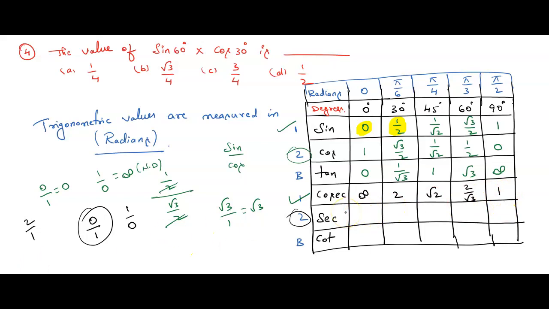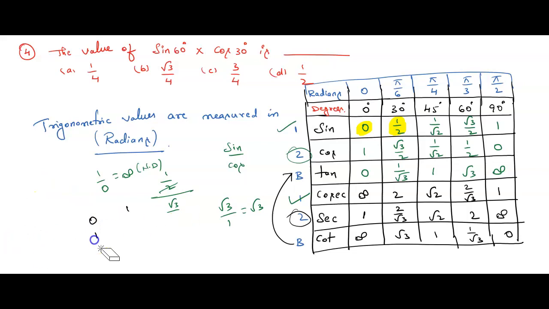This is known as copy period. You write from reverse order. That is 1, 2 by root 3, root 2, 2, not defined. Cot means break, we have to copy from tan only. That is, cot is tan reversed, you write. That is not defined, root 3, 1, 1 by root 3, 0. Are you getting, children?